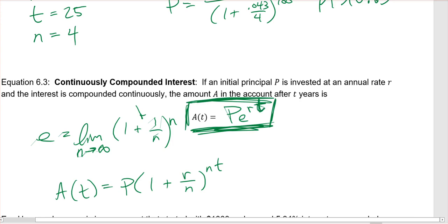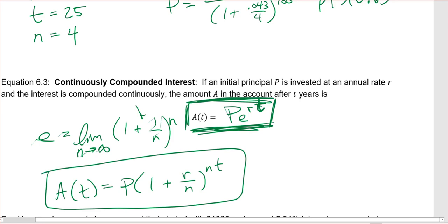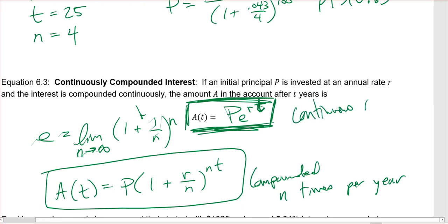So I don't know. The two big formulas that we need to know from this section are these two, right? And this is compounded n times per year. This is continuous compounding. So they're really similar formulas here, with the big difference being that we have e in one of them, right? Okay, we're going to use the continuous compounding one in a couple of different contexts, but the first one is going to be money.